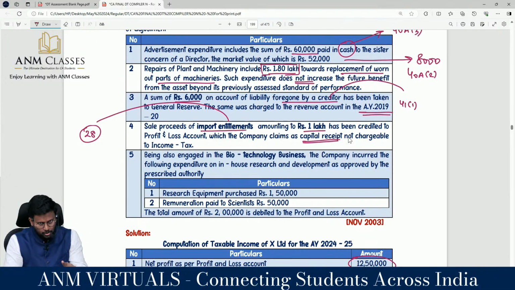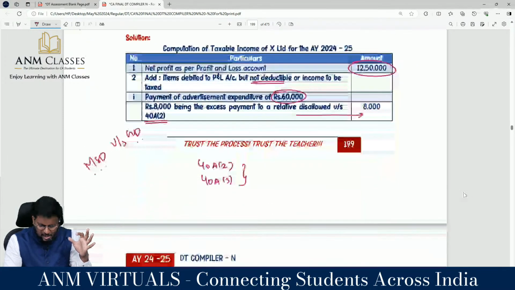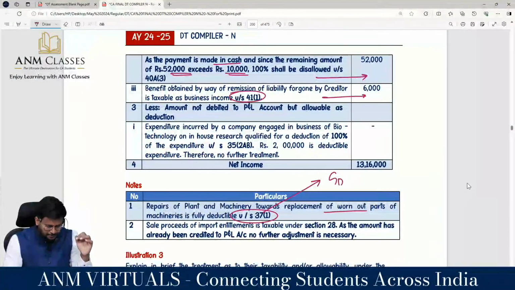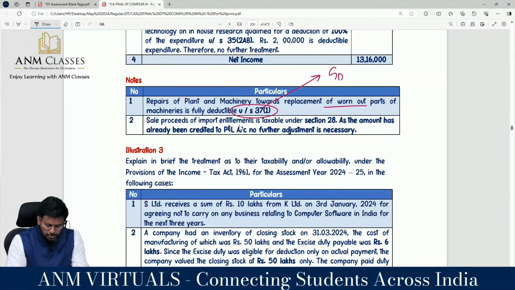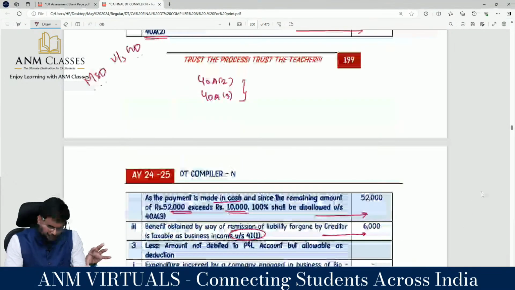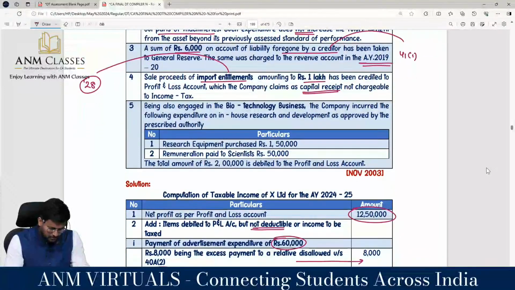No, the company is wrong. As per 28 charging section, we are having specific clauses saying that if you are getting any profit from the import entitlement license, it should be treated as PGBP income, right? So no adjustment will be made. Sale proceeds of import entitlement is taxable under section 28. As the amount has already been credited to P&L account, no further adjustment is necessary. I'm moving into the next point.